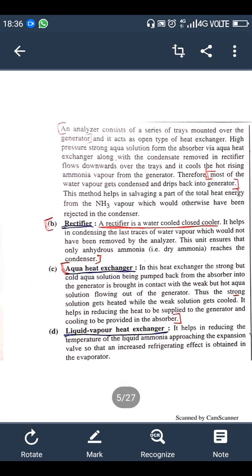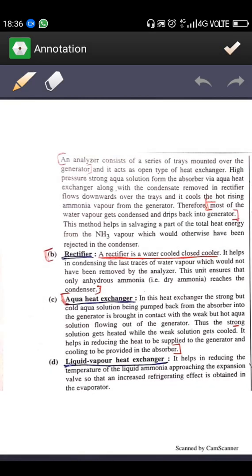Here there is some construction detail of this analyzer. An analyzer consists of a series of trays mounted over the generator. It acts as an open type heat exchanger.